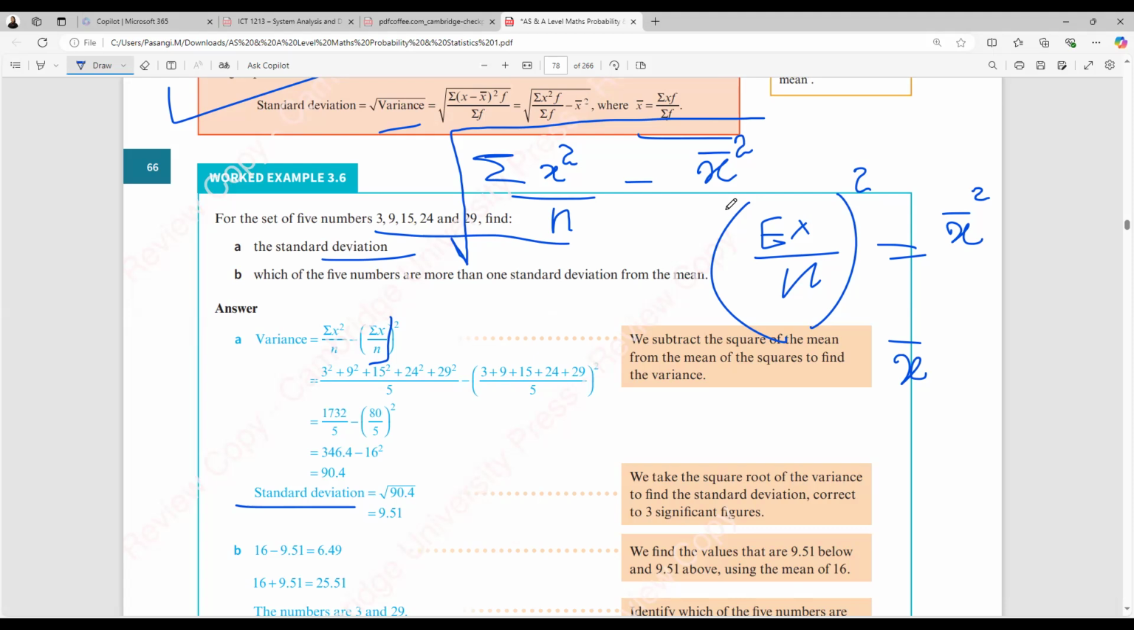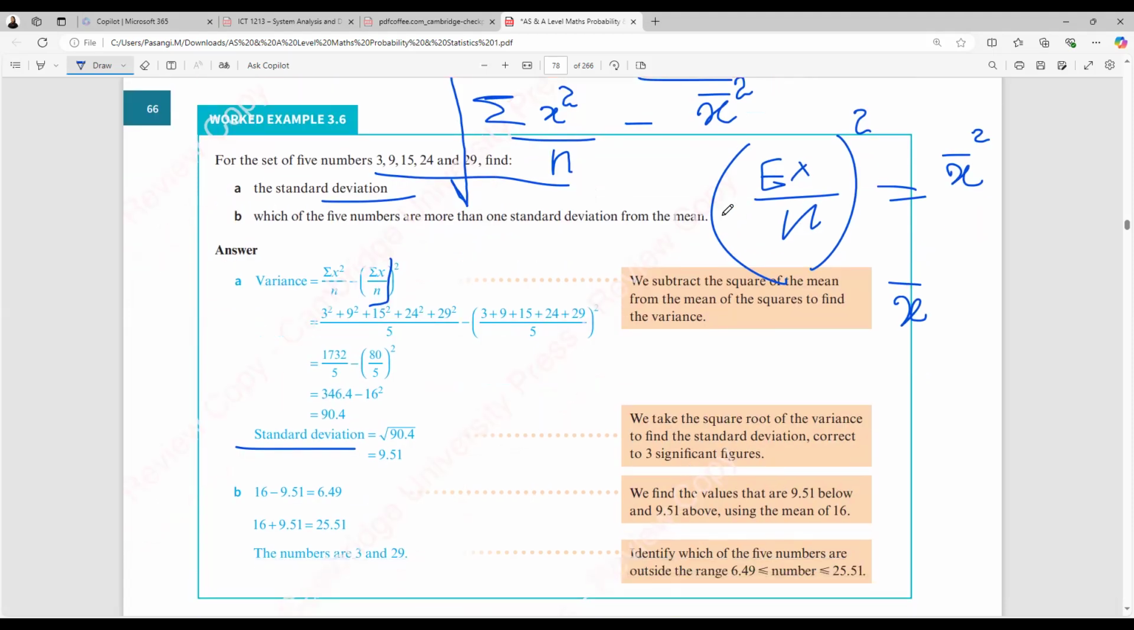More than one standard deviation from the mean. That means the numbers have become 3 and 29. Okay. Now what will happen? So we have to go with the reverse case.